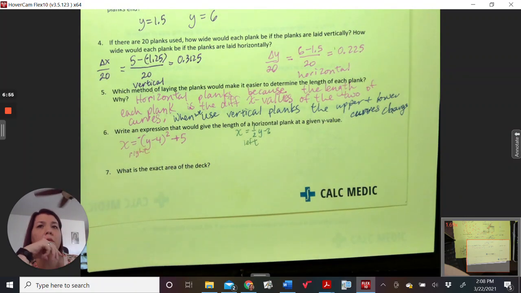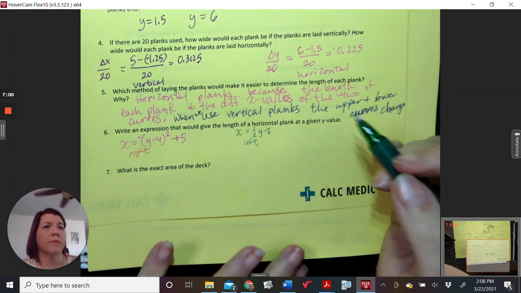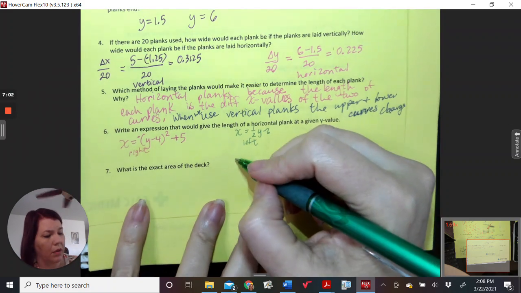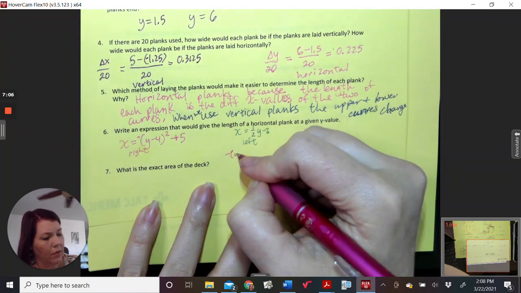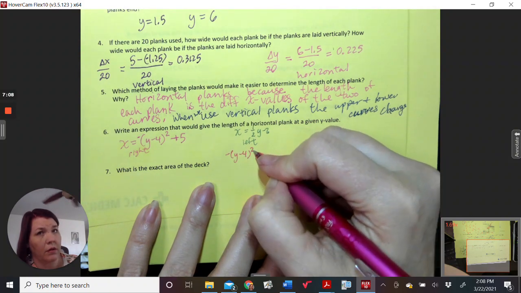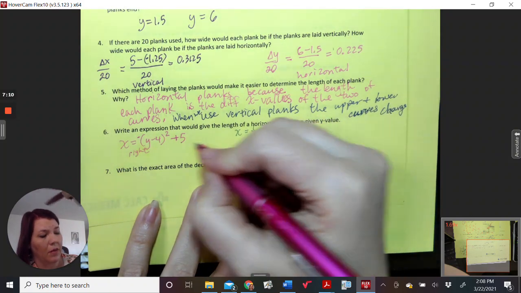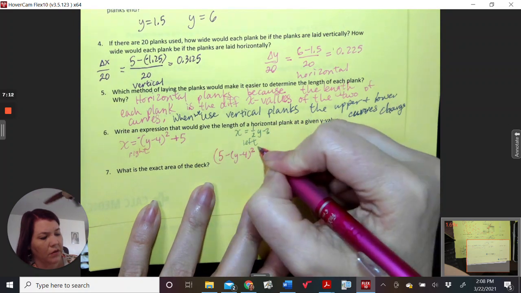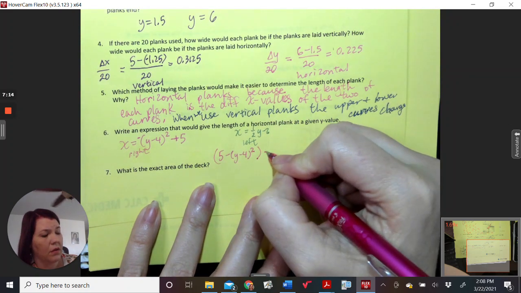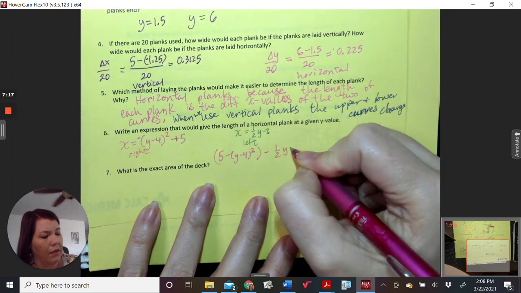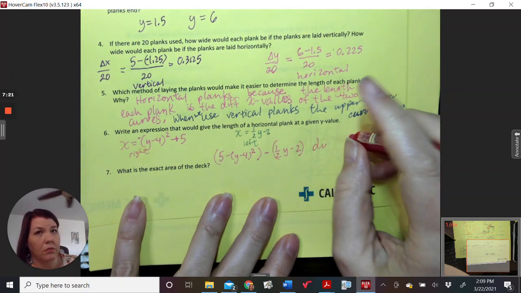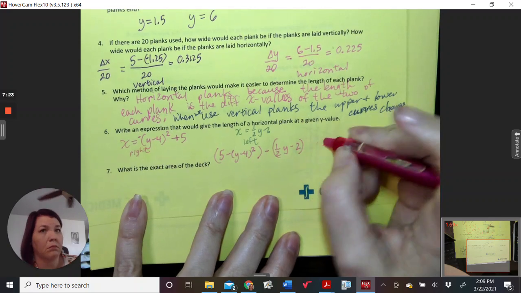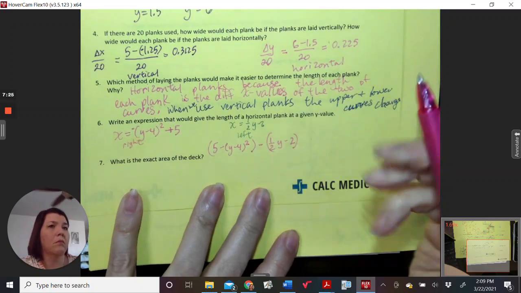So the length of a plank will be negative the quantity y minus 4, squared. And then instead of adding 5, I'm going to put the 5 in front. That just makes more sense to me. 5 minus the quantity y minus 4, squared, minus the quantity 1/2 y minus 2. Just that. That's my length of the plank.